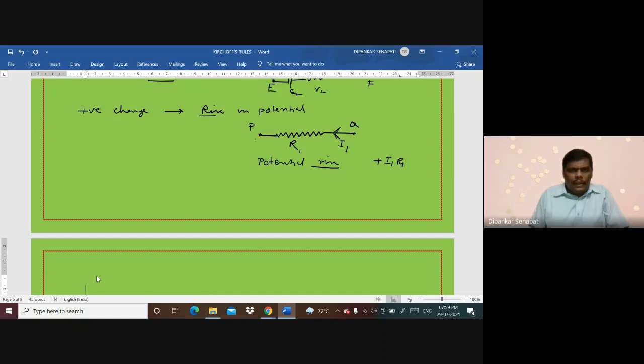Or if you come across one cell, irrespective of direction of current, the electrodes will develop electrode potential, and the potential difference between them is the EMF of the cell. The cell itself has some potential difference; the negative terminal will be at lower potential, the positive terminal at higher potential. So if you are calculating from A to B, it means there is a rise in potential, which means again plus, you will assign a positive sign.